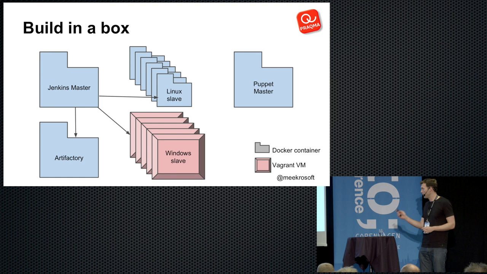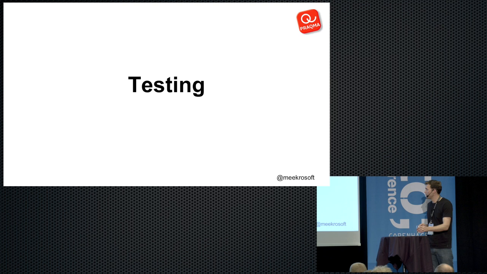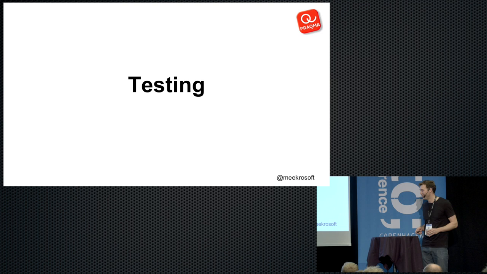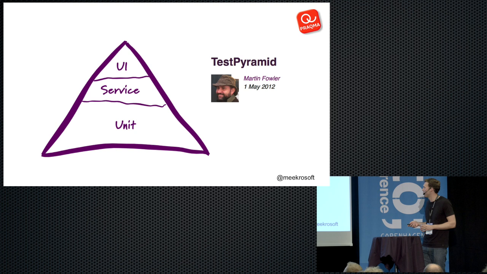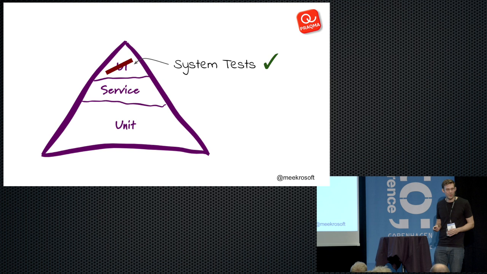That's enough about that. Now then, testing. Testing is hard. It's always been hard. That's why we don't do it. But it is possible. I mean, we still have a test pyramid. There's lots of different test pyramids. This is why not use Martin Fowler's. We don't have a UI, usually. Sometimes we do. But we still have a system, and we still want to do full system tests.